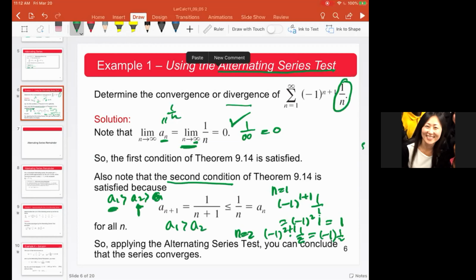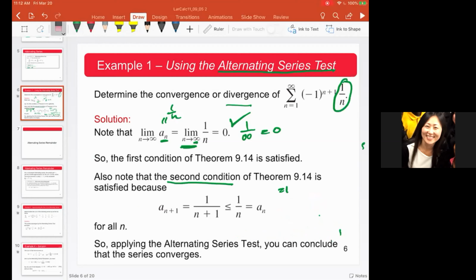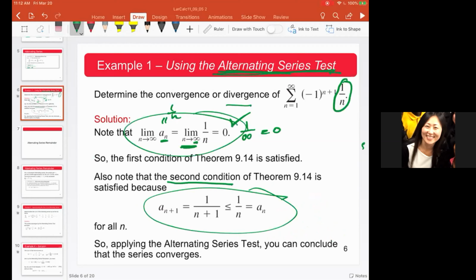Is everybody with me? Does everybody understand what I'm trying to say? Yes, ma'am. So what I'm trying to say is, you cannot just use the alternating series test unless you meet these two conditions. And yes, it does meet, because we just plug it in.